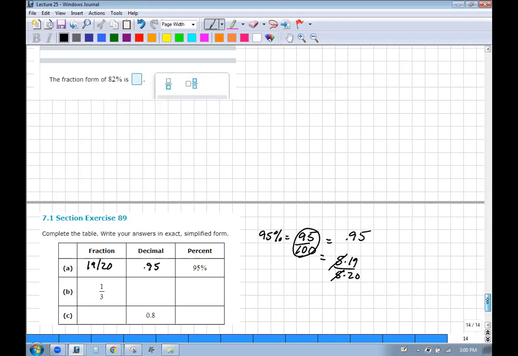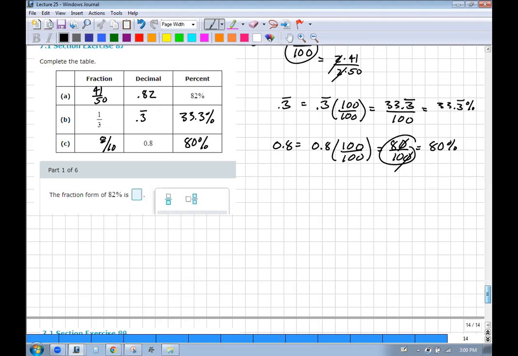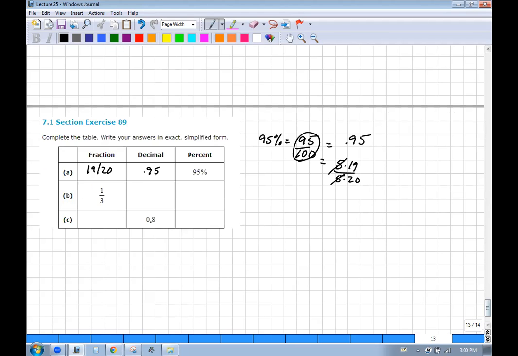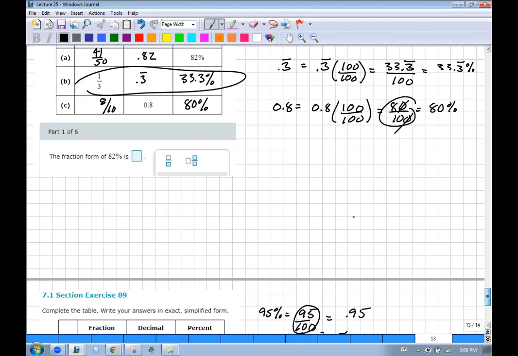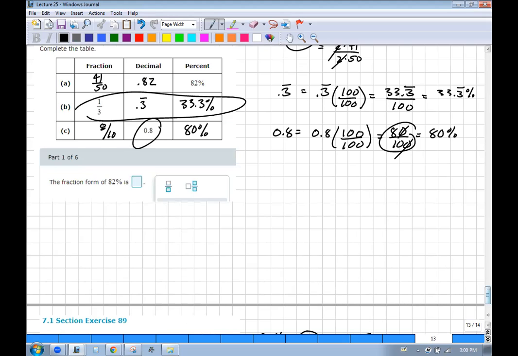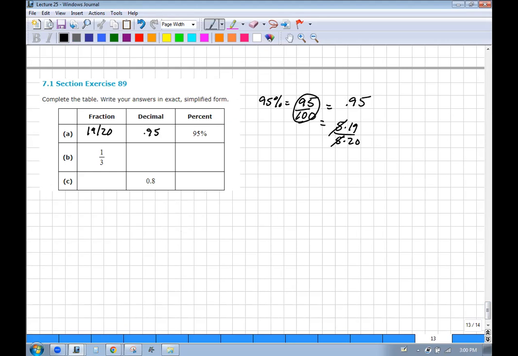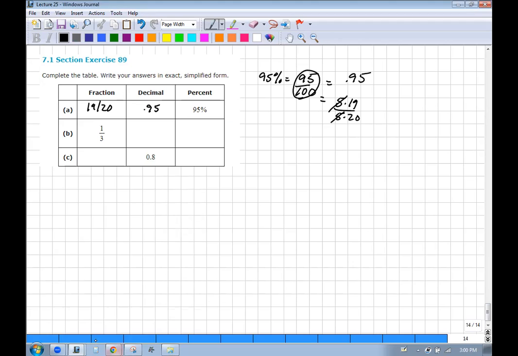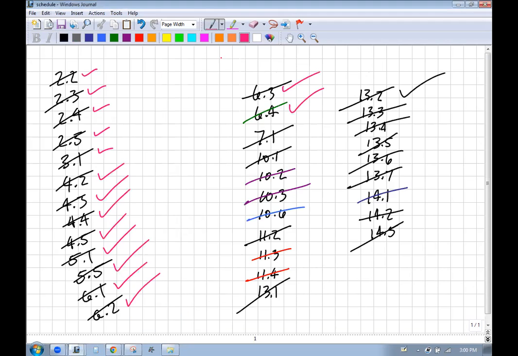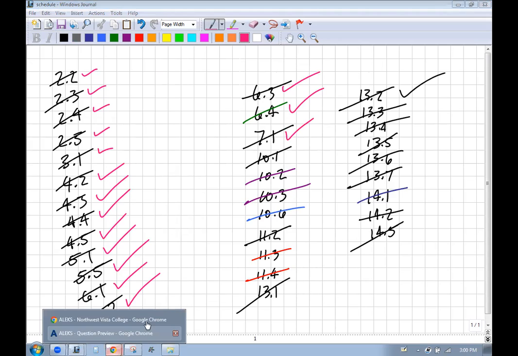1/3. Didn't we just do 1/3? Yeah, we just did 1/3. All right. Don't need to do it again. And we did 0.8. All right, so we're done with that one. And let's see, that finishes up with 7.1. Boom. Look at 10.1 now.